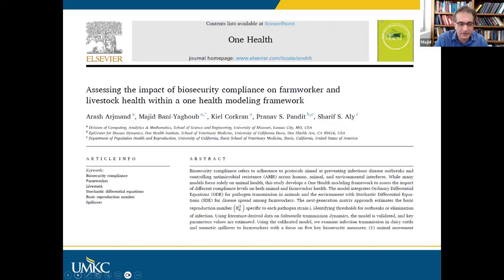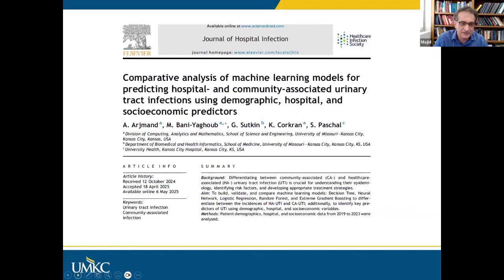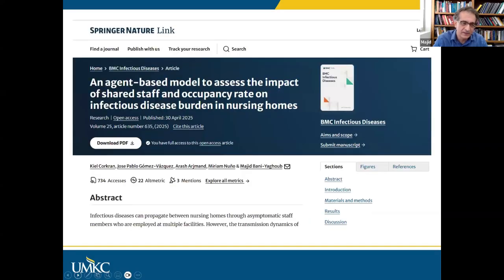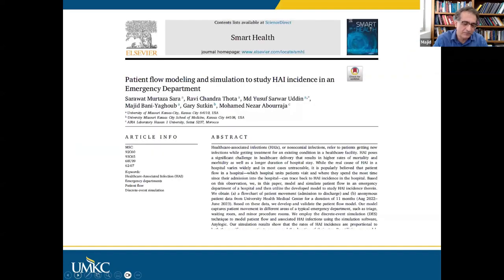In fact, this paper published by Arash is One Health modeling. I'll spend a little bit of time talking about the impacts of biosecurity compliance, basically actions of farm workers, on the spread of infectious diseases. Another one is about the impacts of predictors from demographic, hospital, and socioeconomic data, and seeing how we can predict UTI, urinary tract infection, which is related to E. coli, in fact. Agent-based modeling, a paper by Kyle, and this paper by Ravi.